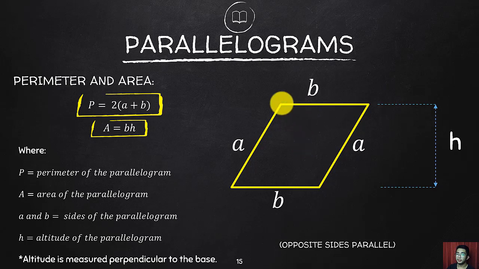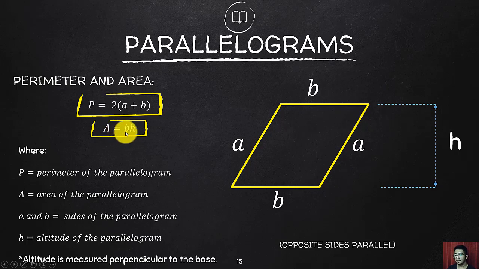So for the perimeter, same with the rectangle, it's equal to 2 times A plus B. So the question is now, is a square and is a rectangle a parallelogram? So you kindly think of that one. The area is also base times height.